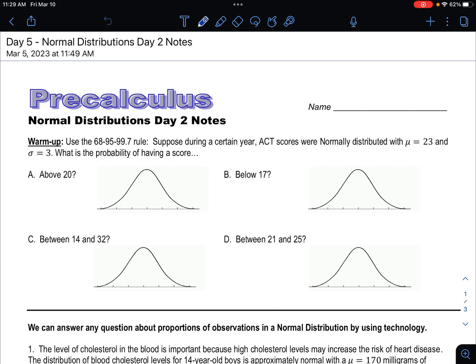All right, so this is day 2 of normal distribution notes. The beginning is a warm-up. I would pause the video, try this yourself, see how you do. It's on the empirical rule, or the 68, 95, 99.7 rule.